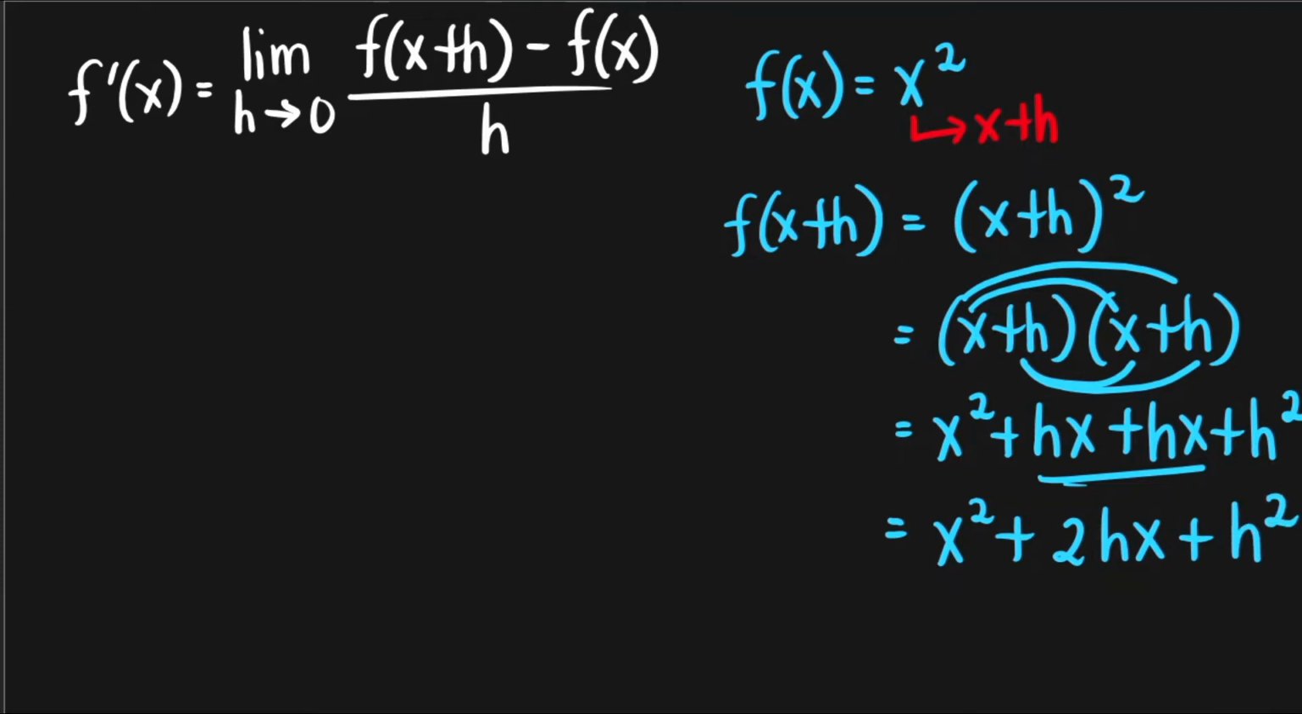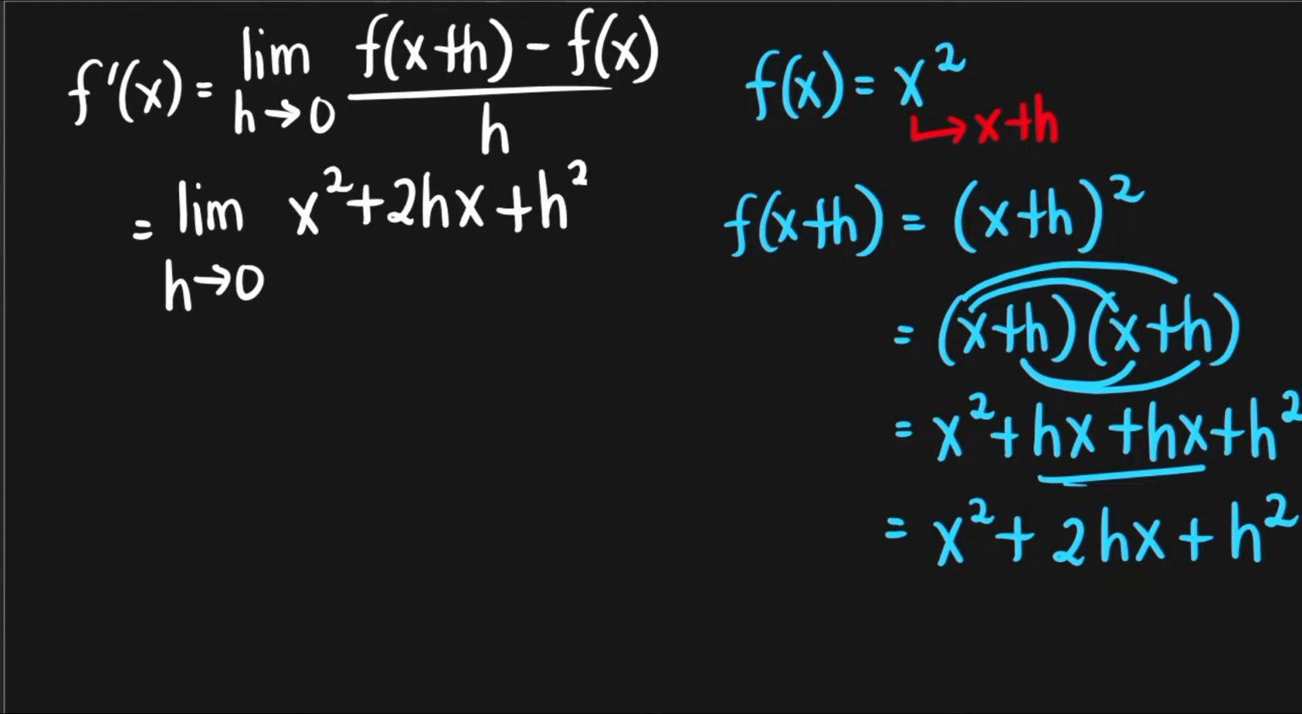Let's plug in the values to the formula. The limit as h approaches 0 of f of x plus h, which is x squared plus 2hx plus h squared, minus f of x, which is x squared, all over h. X squared minus x squared will add up to 0, so we'll cancel this out.